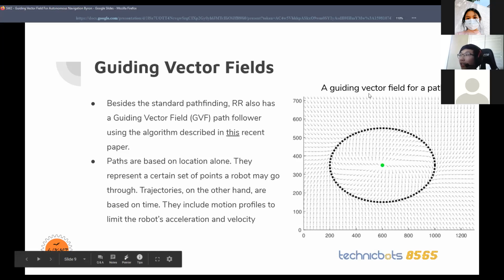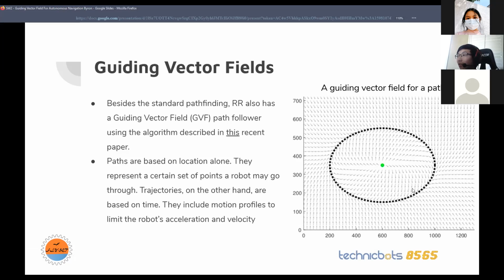So this is a visualization of what it actually means to guide a vector field. The vectors are these little arrows, and if a robot starts here and you want to follow this dotted line for a path, you basically follow the direction of all these arrows, and the arrows will lead you towards following this path. So it's exactly as the name says, it's a guiding vector field.